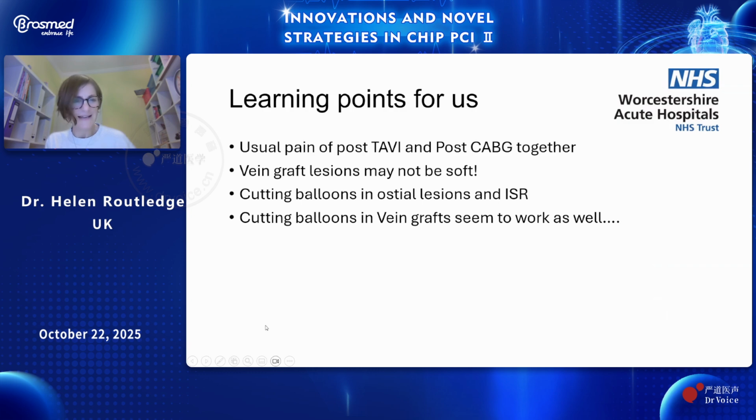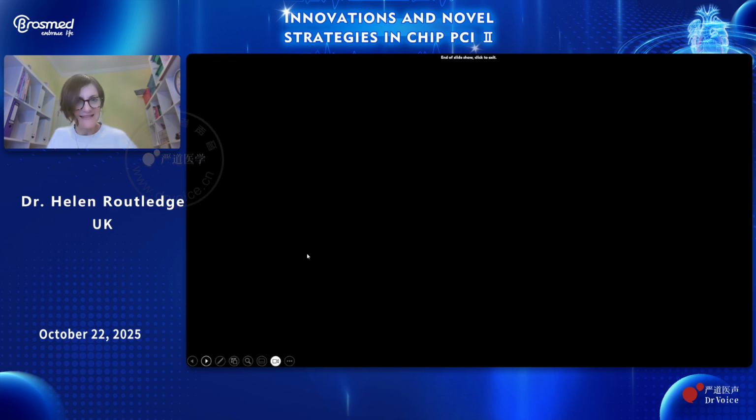Vein graft lesions are not benign. They can be calcified. They can be very fibrotic. And I think the use now of what we've got is much easier to use cutting balloons in ostial lesions as well as in-stent restenosis. And it seems that the cutting balloons in vein grafts work just as well. So the fact that we can use something with high pressure, with controlled dissection, with this double layer, and still be able to cross and get into the lesion that we're dealing with was really the learning point for us with this case.